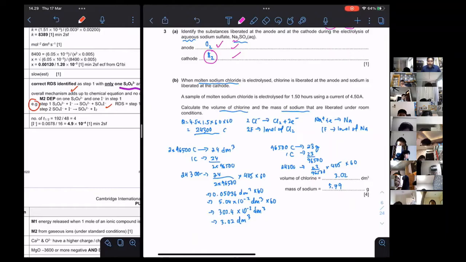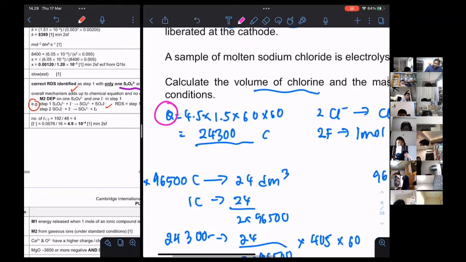Yeah, and this is also a very simple question compared to the previous calculation questions that you have done in the past year paper. This is also straightforward. Yeah, so you see 1.5 hours. Okay, this one, find out what is Q. Q equals to IT. Do remember, make sure to change into seconds.